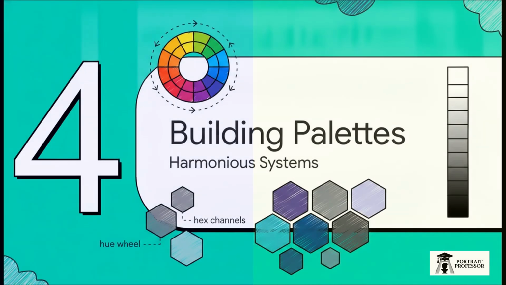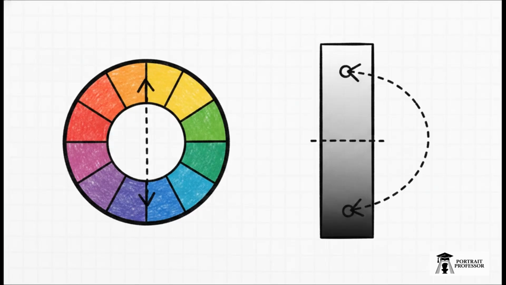Finally, section 4, building harmonious palettes. Let's bring all these pieces together. This is where the magic happens. The core of generating flawless secondary palettes is the 180-degree reflection rule. First, we establish our hue by moving exactly 180 degrees straight across the digital hue wheel. That gives us our exact complement.